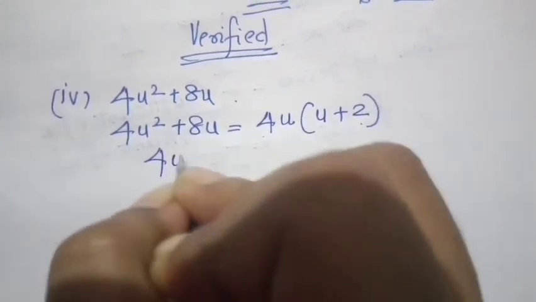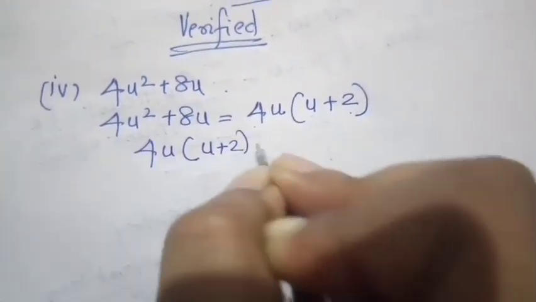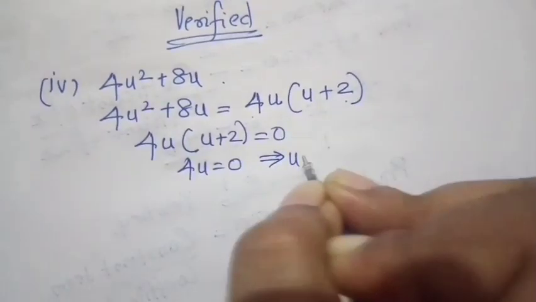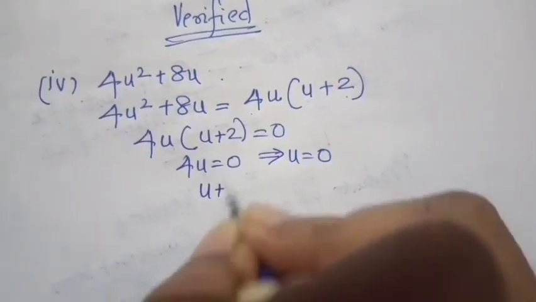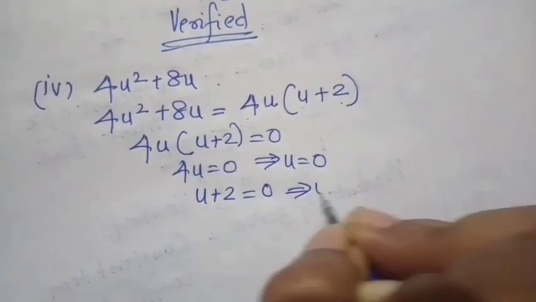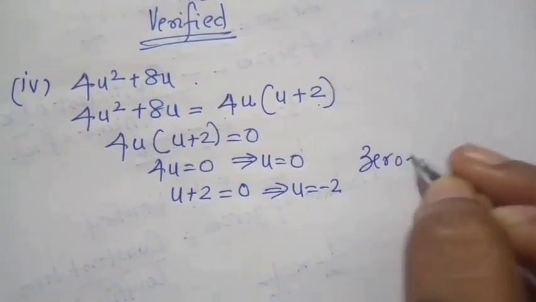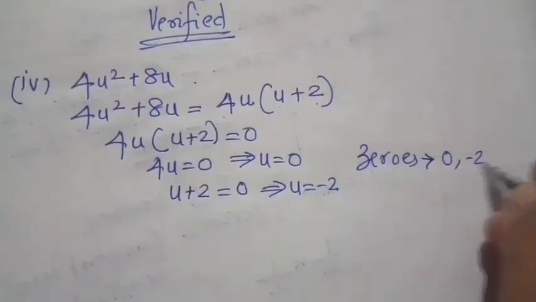To find zeros, equate this to 0. That is 4u equal to 0, which implies u equal to 0. U plus 2 equal to 0, which implies u equal to minus 2. So these are the two zeros. What are the zeros here? Zeros are 0 and minus 2.